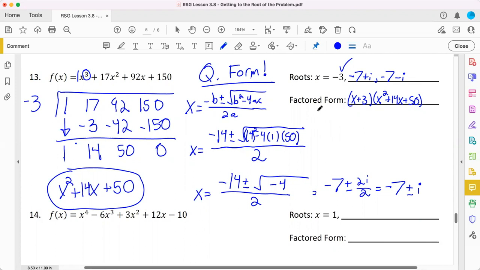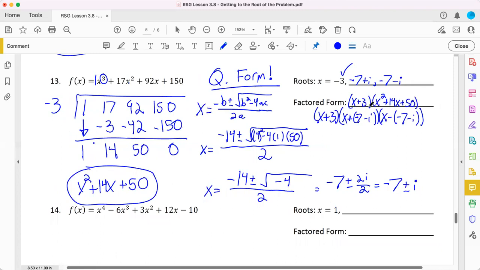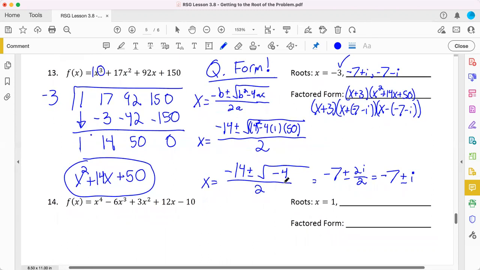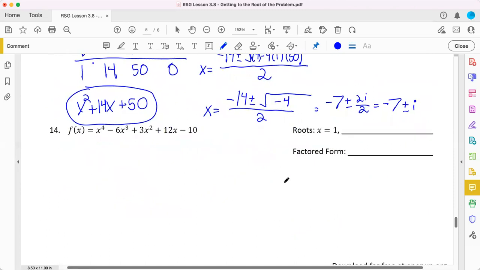And I guess if you really want to do it, is that something you could do? Yeah, all right, fine, I'll write it. You could rewrite this as x plus negative 7 plus i in parentheses, and also x minus parentheses negative 7 minus i, like that. If you want to do that, go for it. Some people would say that this is just the factored form, but I guess if you're more in need of seeing three roots, you could do something just like that. Capiche?